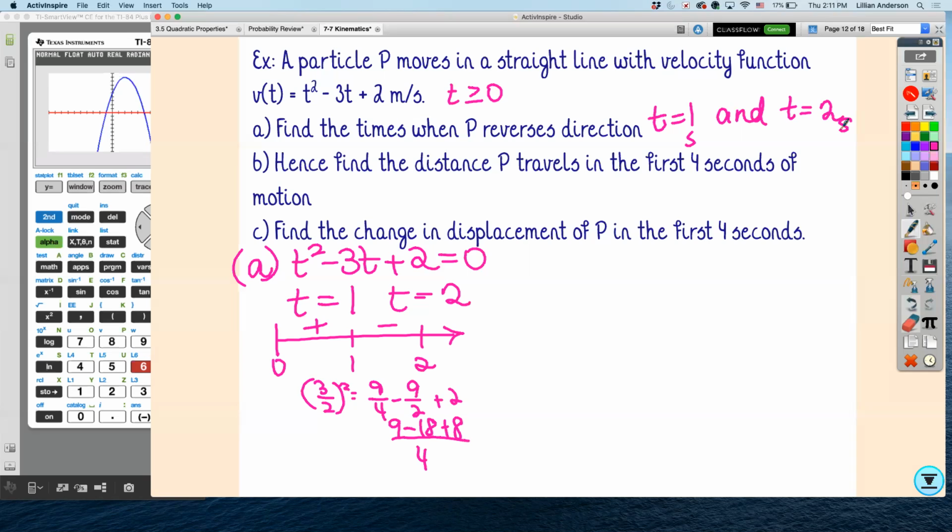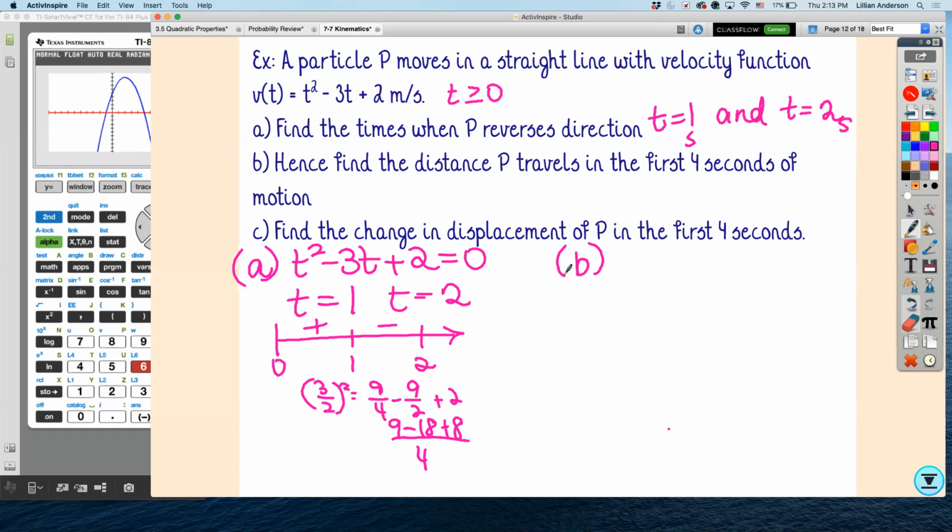Hence it says find the distance P travels in the first 4 seconds of motion. How do I find the distance traveled? Integrate. Did y'all write it down on the last slide, 2 slides ago? Integrate the velocity function between the bounds. Is it the displacement function you have to integrate? No, it's the velocity function that you would integrate.